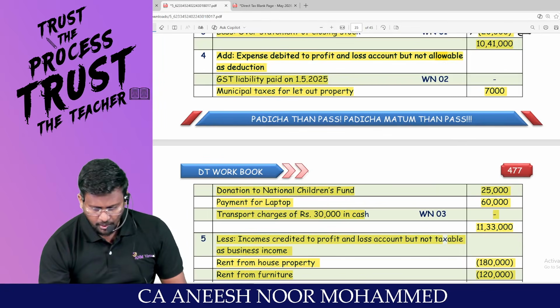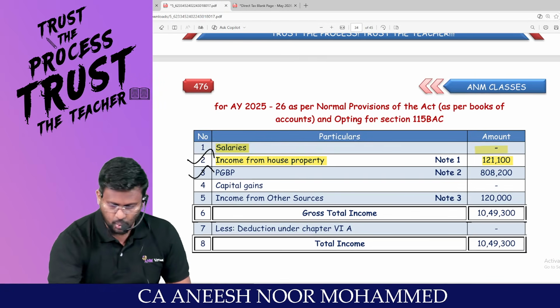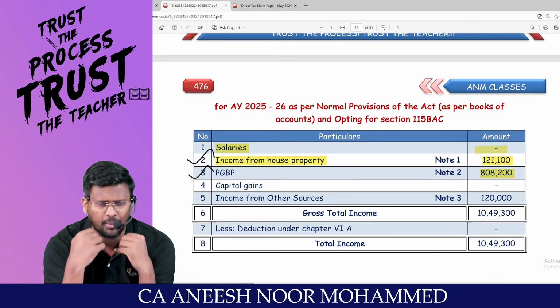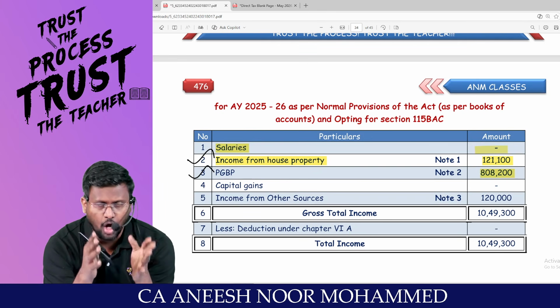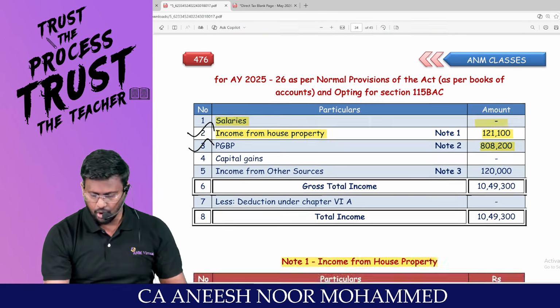That's it. With regard to the PGBP, you will be getting PGBP of 8,08,200. Let me ask you a question. How have you computed this PGBP? Not by traveling through the presumptive taxation route, but by traveling through the normal route.